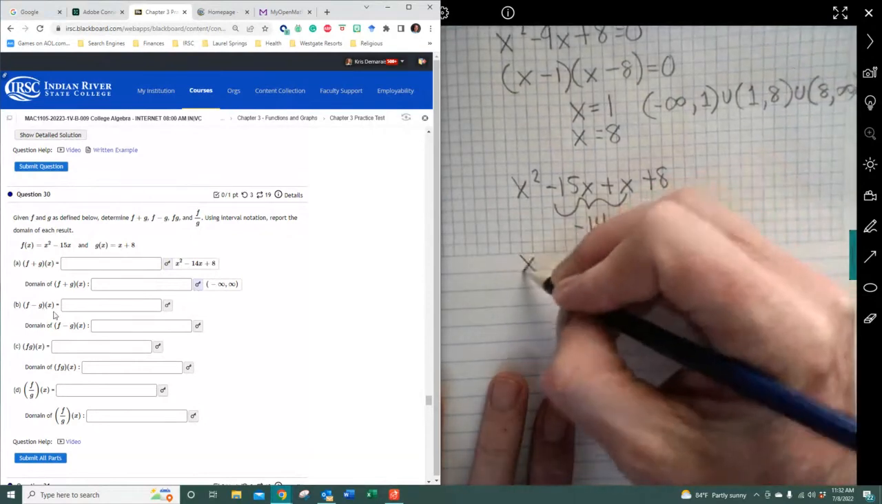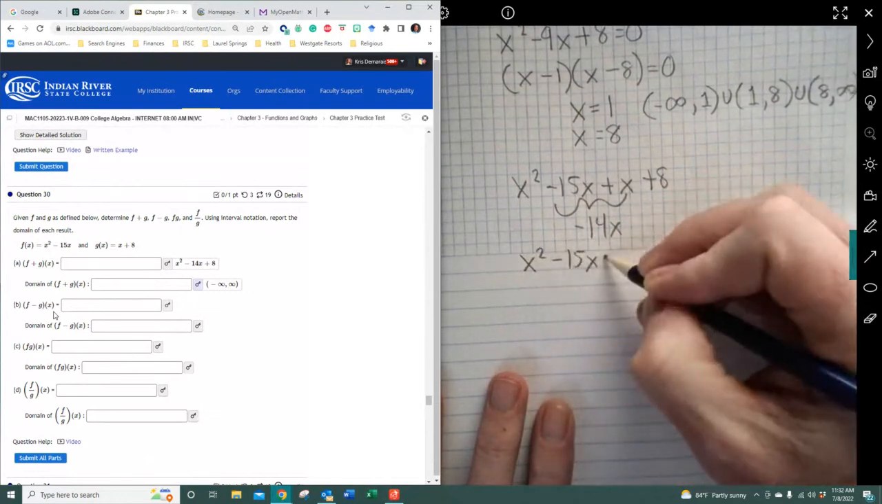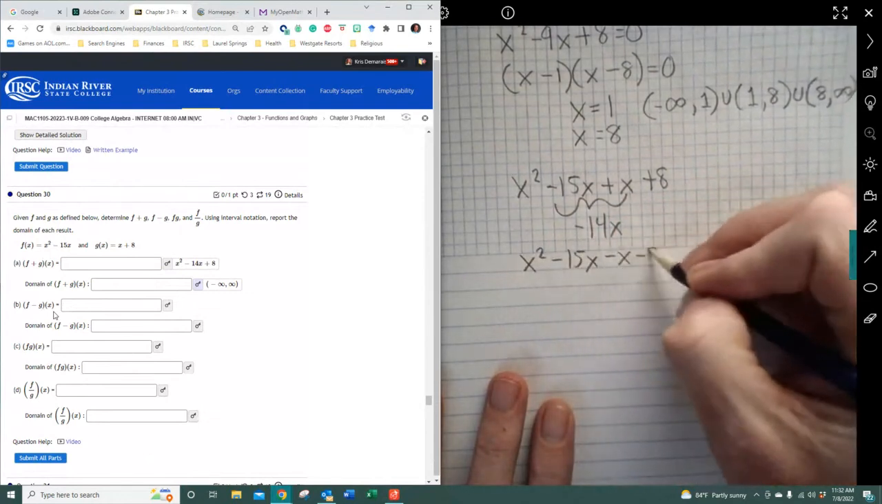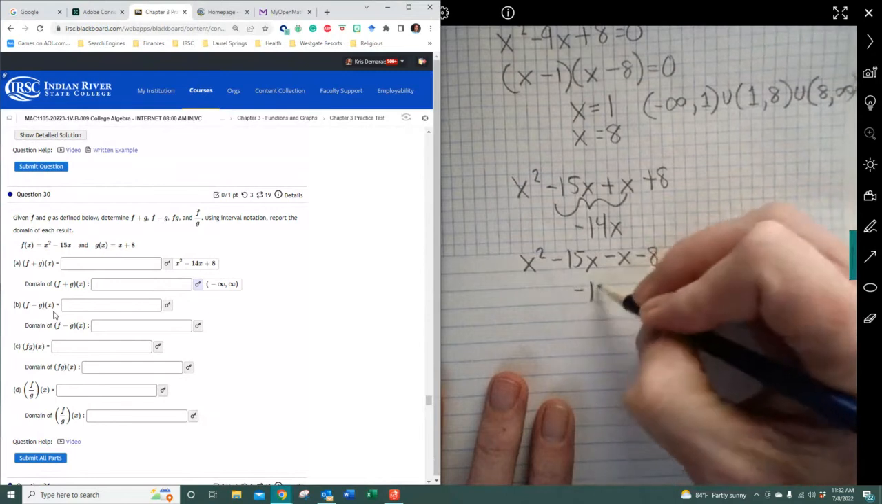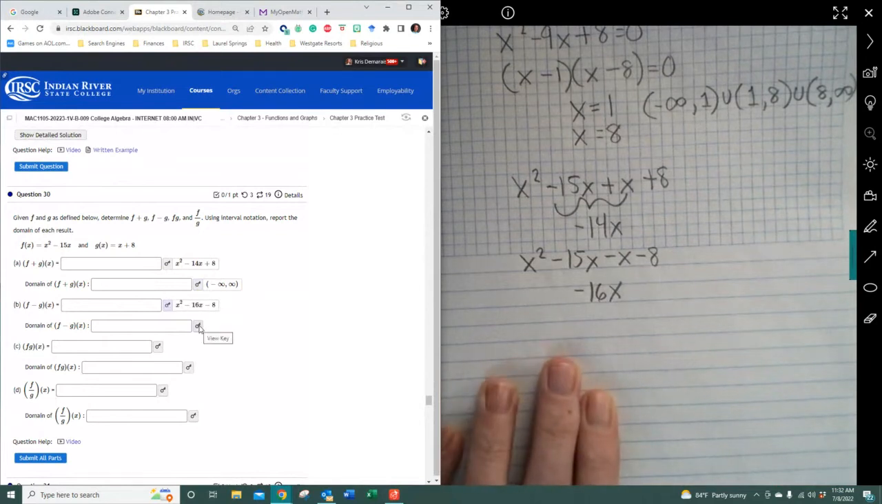Subtraction is going to be x squared minus 15x, and then it's going to be negative x minus 8. And then this is going to give us negative 16x. So that's the only difference in that. We're going to put that as an answer. And then again, it's going to be negative infinity to positive infinity.